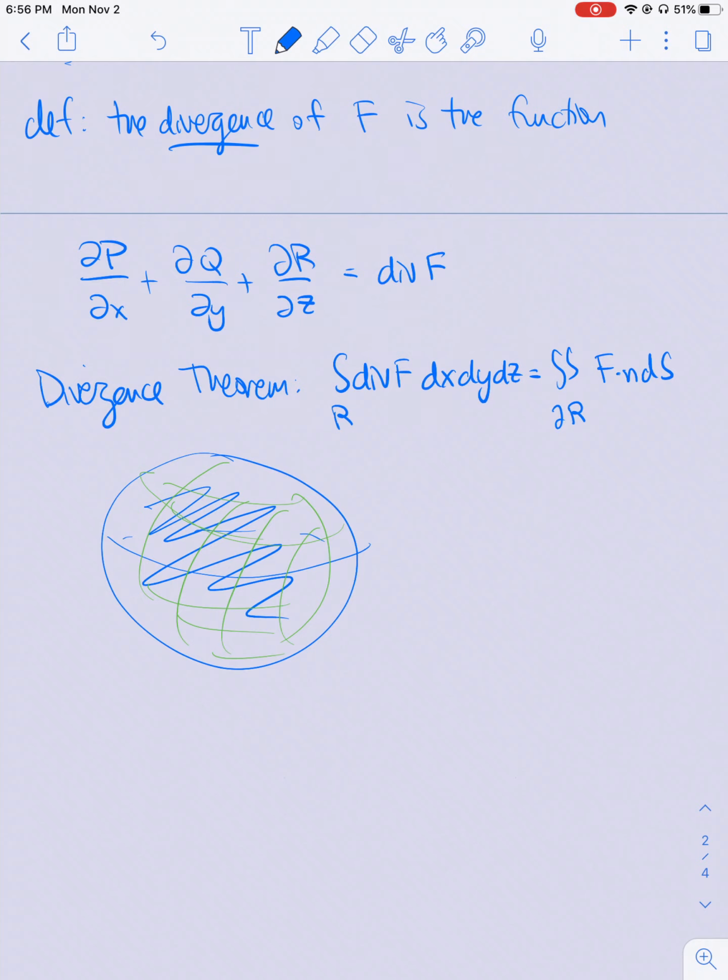So the musical isomorphisms and the Hodge star are going to be used to relate the divergence theorem, Stokes' theorem, and the fundamental theorem of line integrals back to the same theorem, which is called the generalized Stokes' theorem, which involves differential forms. And that'll be the subject of the next video.